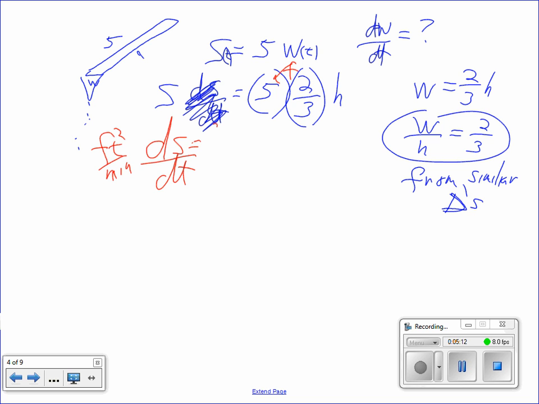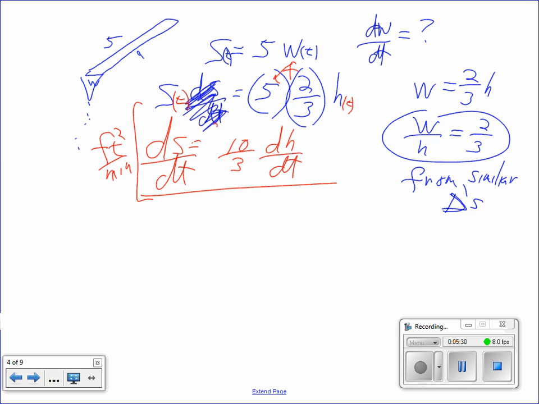Okay, let's continue this. I'm getting ahead of myself. 10/3 dh/dt. All these are functions of time. This is a function of time. We can take the derivative of both sides and we get this.